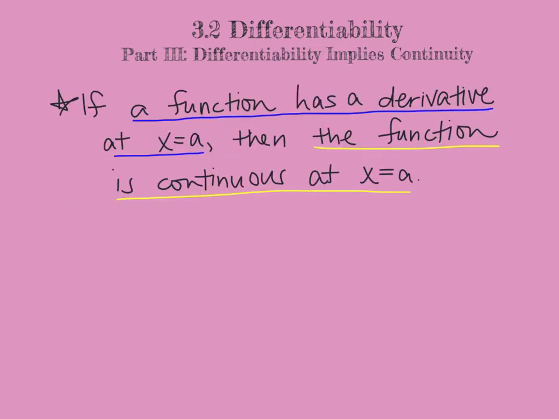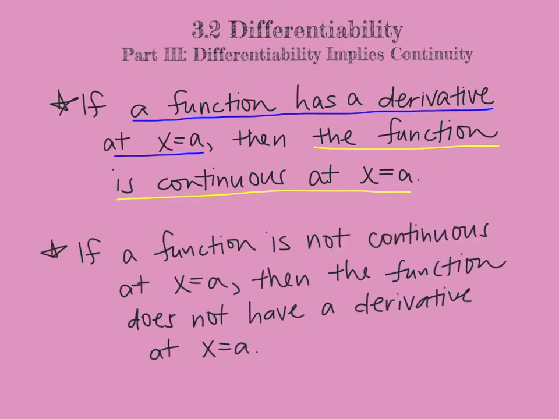Here is our logical statement pertaining to calculus. If a function is differentiable, aka if it has a derivative at x equals a, then the function is continuous at x equals a. Go ahead and pause the video and write down what the contrapositive to this statement would be. That's a good exercise. The contrapositive would be if a function is not continuous at x equals a, then the function does not have a derivative or is not differentiable at that same point.